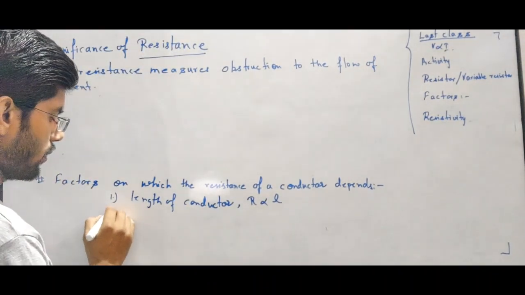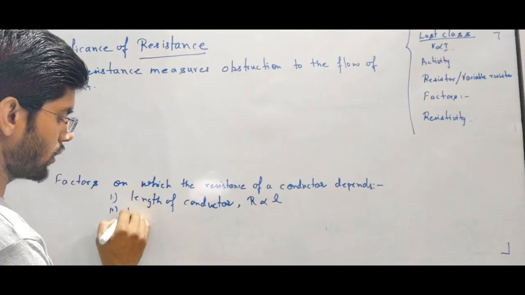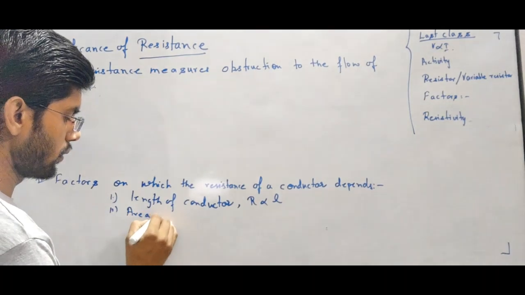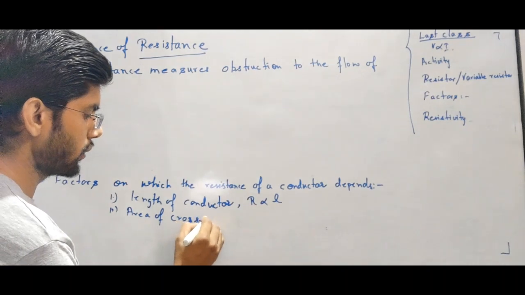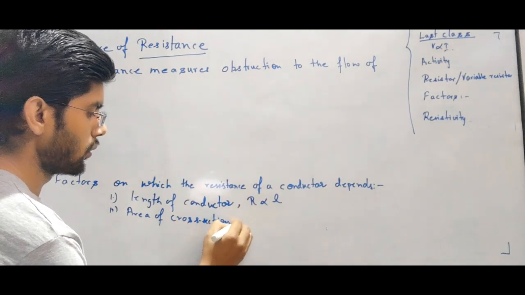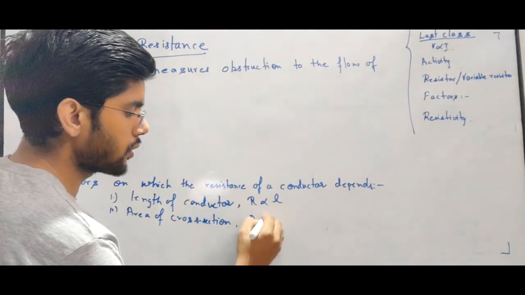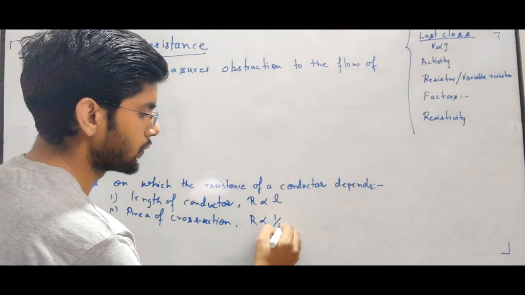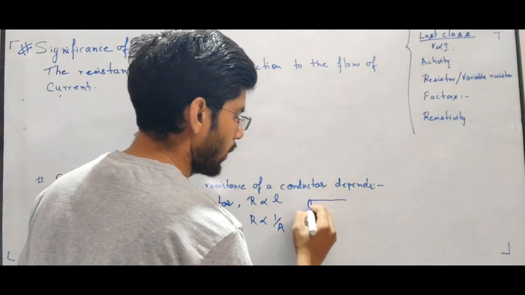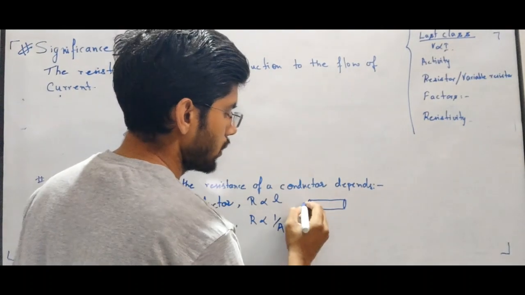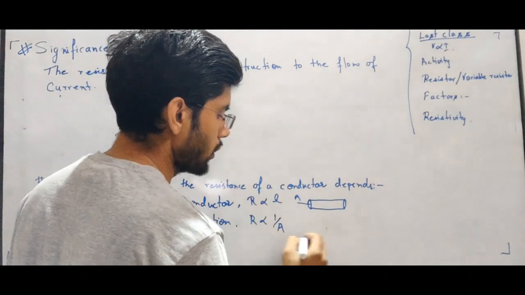Then second point is about area of cross section. So generally resistance is inversely proportional with area of cross section. मान लो ये कंडक्टर का एरिया ऑफ क्रॉस सेक्शन है, ये एक वायर है ना. This is what, area of cross section.